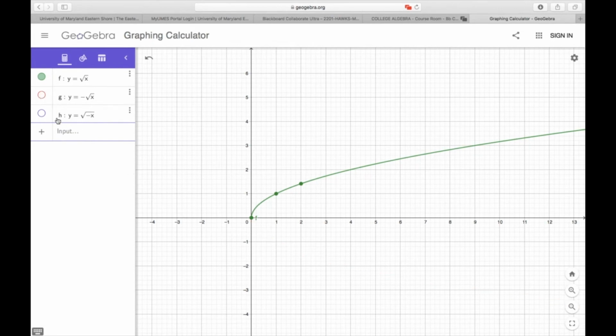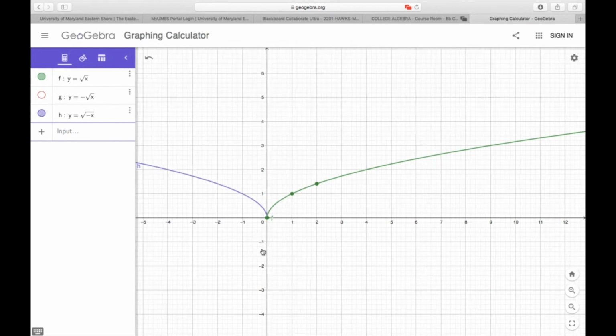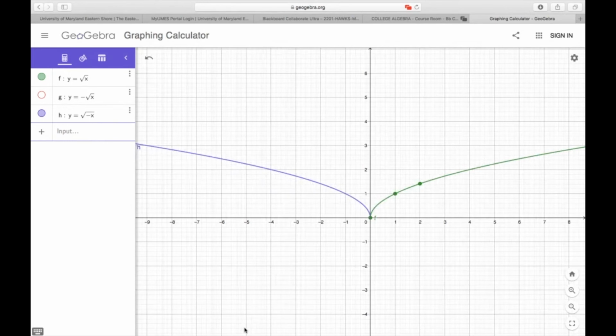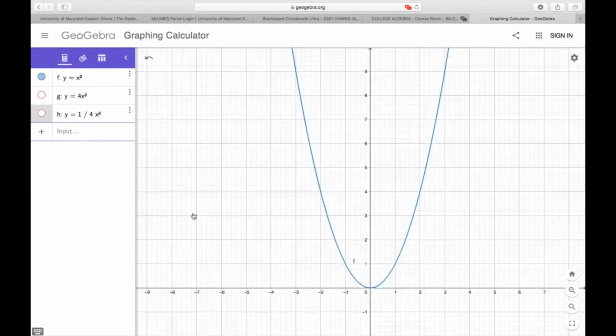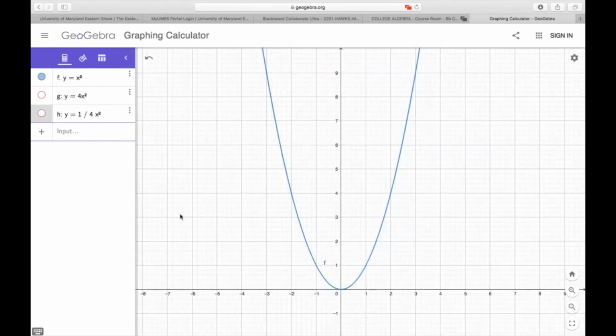Let's turn this one off, though, and look what happens when the negative's on the inside. Notice that it reflects around this axis now. So those are the differences in terms of the reflections. Now let's look at shrinking and stretching of functions. Okay, what we have here is, again, the base function of x squared. Let's take a look at some stretching and shrinking when it comes to transformations.